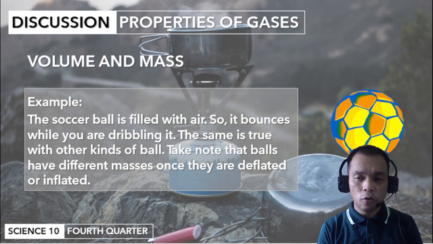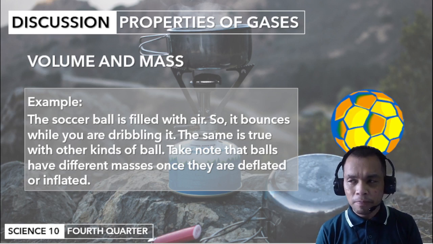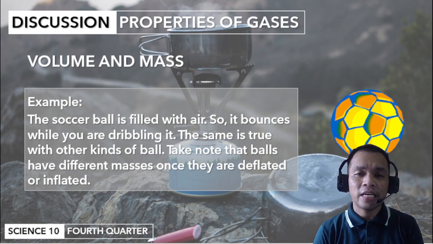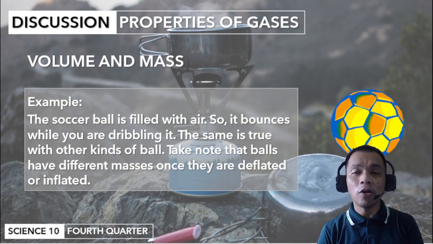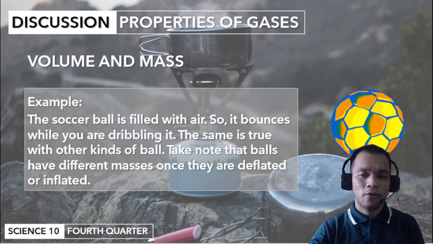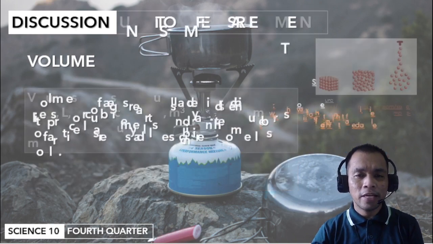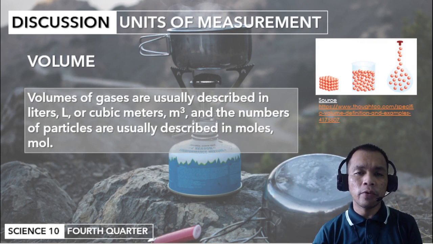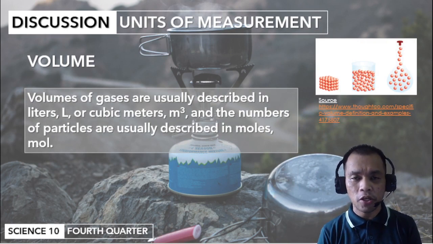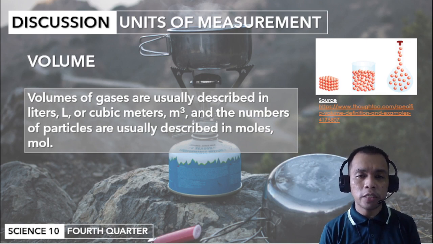Of course, when we try to remove air from a ball, then we expect that when it becomes deflated, it becomes lighter compared to when it is inflated. So that is why volume and mass are also very important properties of a gas. Okay, so now you have understood better these properties. Now let us go over the units of measurement. So for volume, we already know that it's in liters, and sometimes we also use cubic meters, or the symbol m cubed. And the number of particles is usually described in moles.